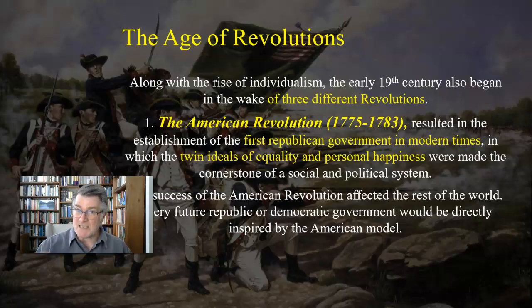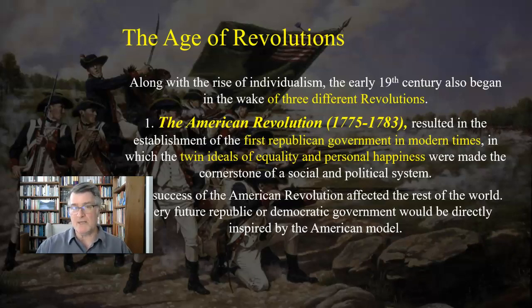So it takes until the 1700s for these ideas to take hold in the hearts and minds of individuals. And as a result, there are three different revolutions that go on. The first one, the American Revolution, and the ideals of equality and personal happiness, they are now the linchpin, right, of the social and political system. So equality and personal happiness, that should sound familiar. Where is that from? John Locke, right? His two treatises of government.